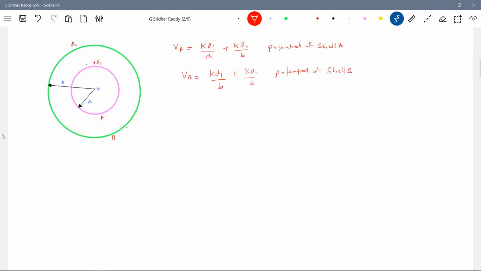You just have to practice it. And now let me find the potential difference. VAB, VA minus VB, let me calculate. So KQ1 by A.